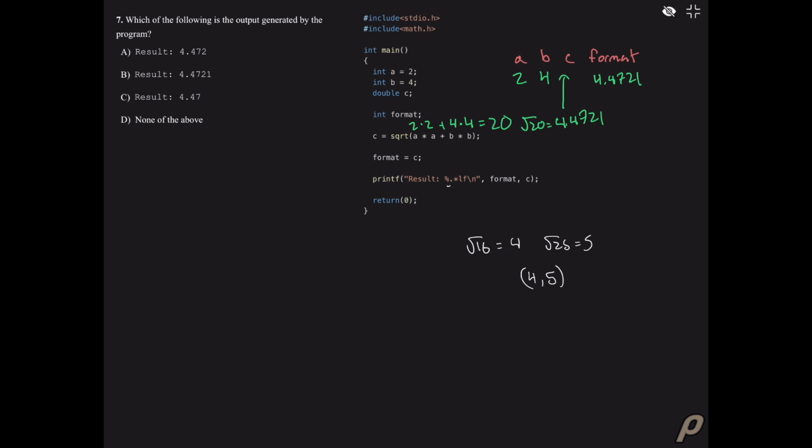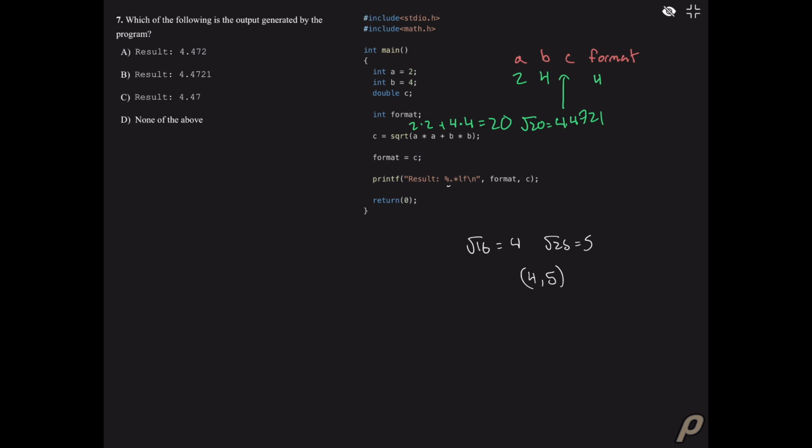So this will be point star. So whatever format is, and we know format. Oh, important thing to note, I was not paying attention. This format is an integer, and since it's an integer, you have got to round it down. So even though this is 4.4721 or whatever, we have to round it down, so it's just a 4.